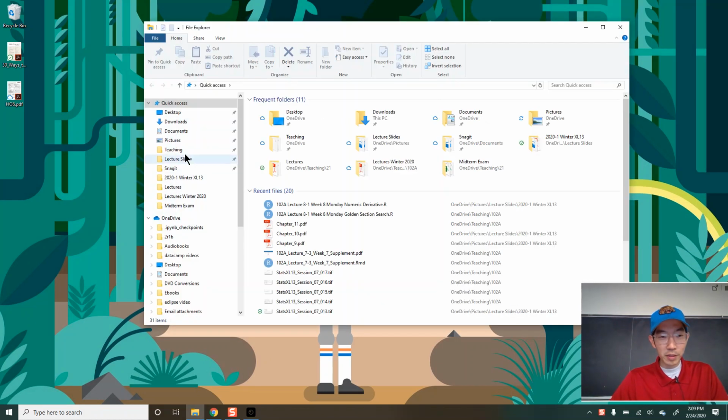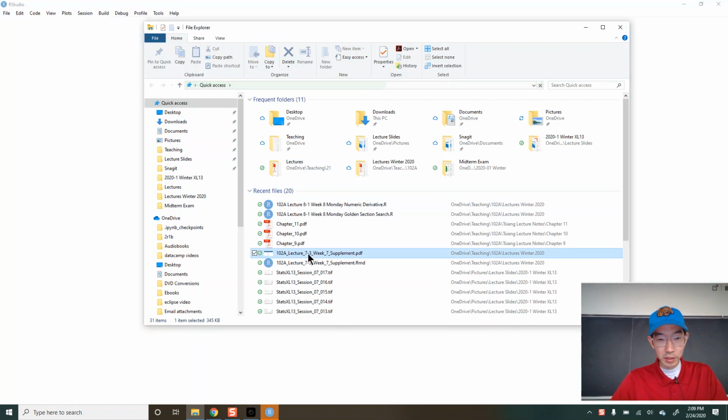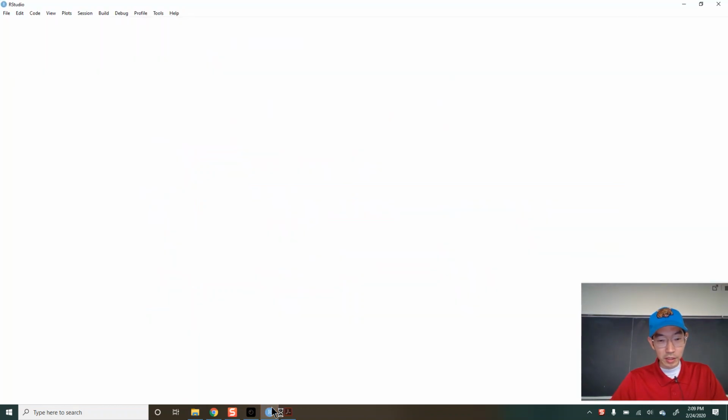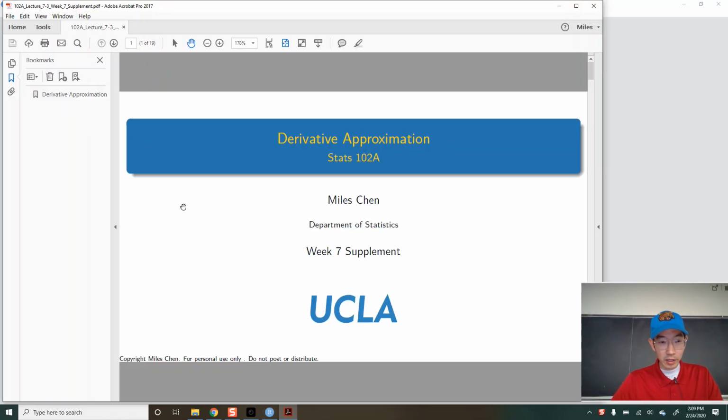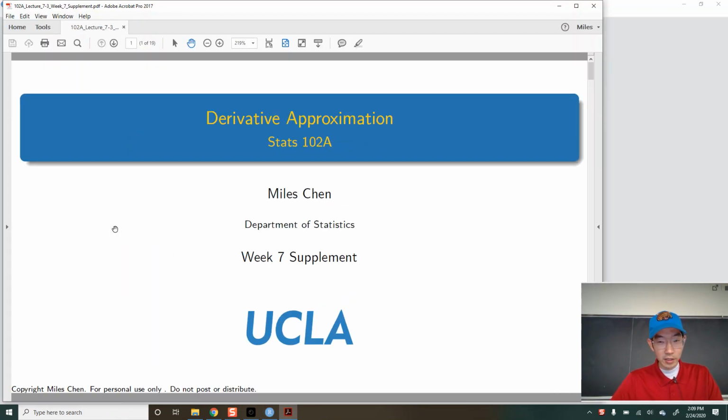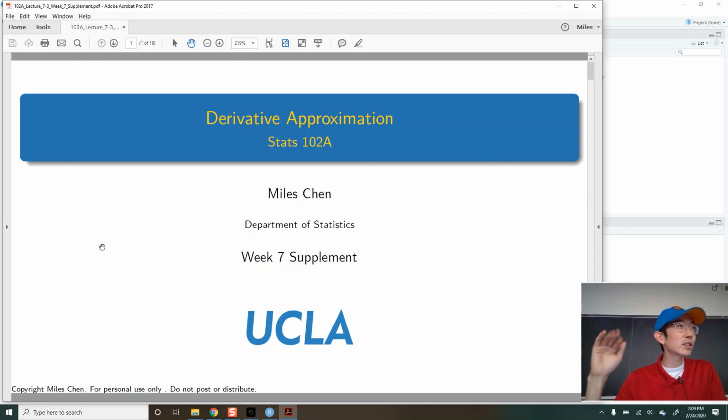So I'll just quickly go through the notes I posted on numeric derivatives. And then today we're going to take a look at optimization. Okay, so derivative approximation. So the Newton-Raphson method makes use of a derivative, right? So I think you guys had to figure this out.